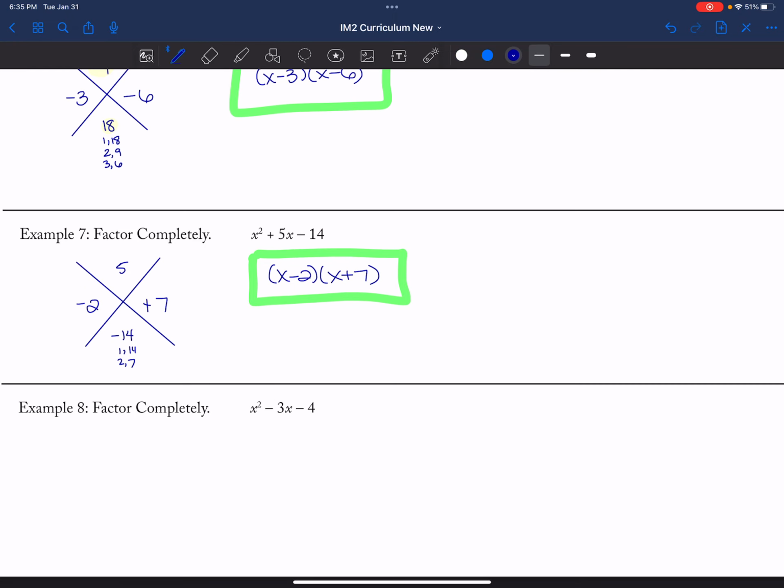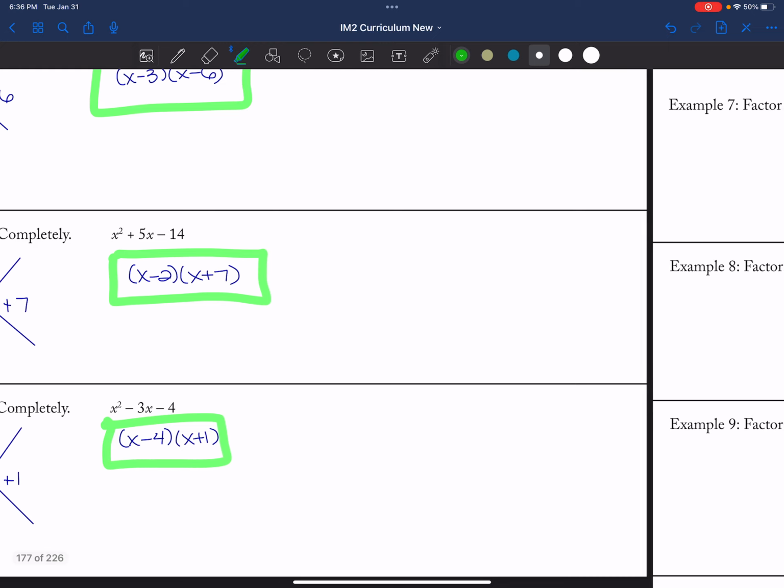Ultimately, when you guys get to calculus, my hope is that you guys can do this in your head. But for this class and for advanced math next year, whatever your math class is next year, advanced math, IM3, whatever it may be, we are going to make you show the x's for right now. Okay? So again, negative 3 on top, negative 4 on bottom. Factors are 1 and 4, 2 and 2. So my two factors would be negative 4 and a positive 1. So I factor to x minus 4, x plus 1.